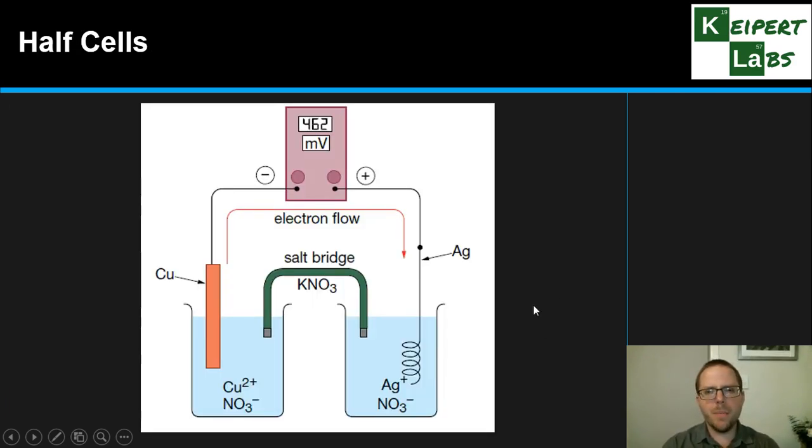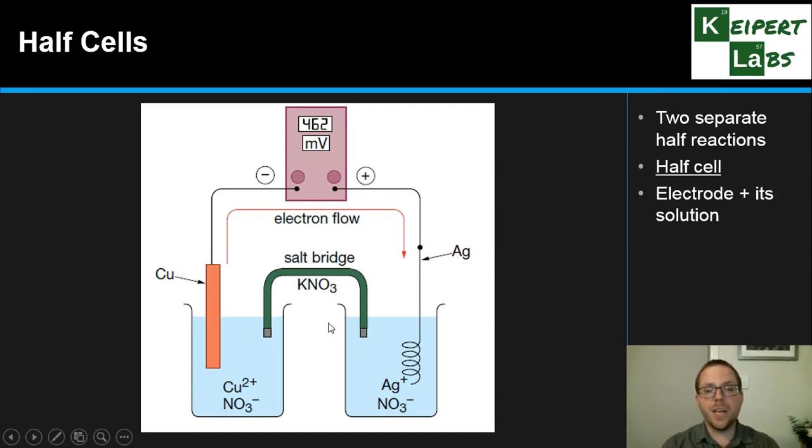Okay, so if we come back to our original diagram, because we've got two halves here, we can actually consider each one separately. So each one is actually undergoing its own half reaction. So we call it a half cell. So altogether it is a complete cell, but each side is half of that cell.